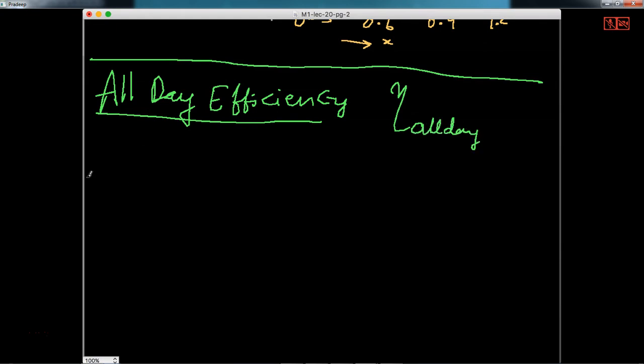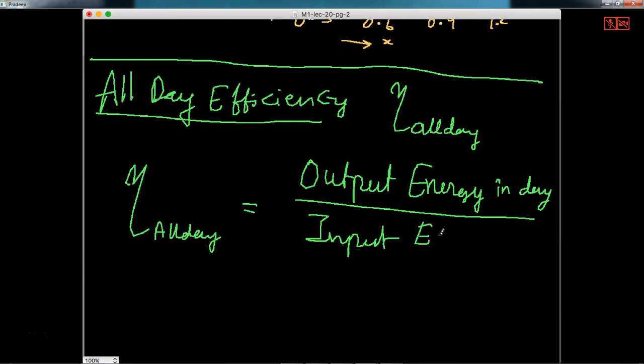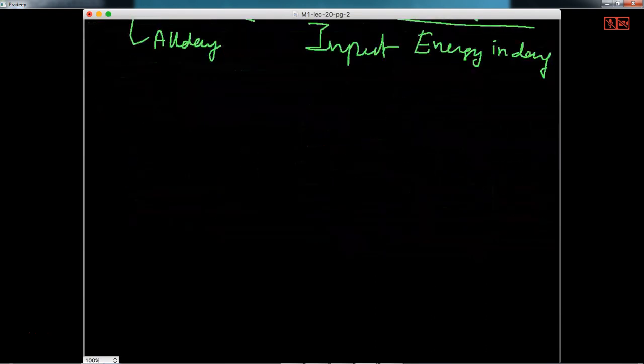So this is nothing but efficiency all day equal to, instead of output power, I will write output energy in a day, divided by input energy in a day. So if you know this, then you can calculate the all day efficiency instead of calculating based on a particular time. So let's do a quick problem on this.